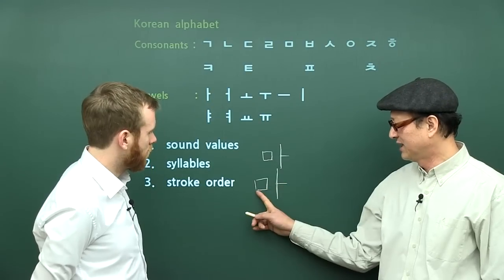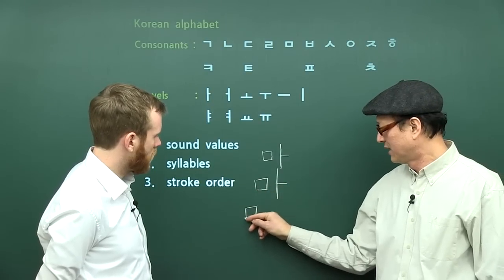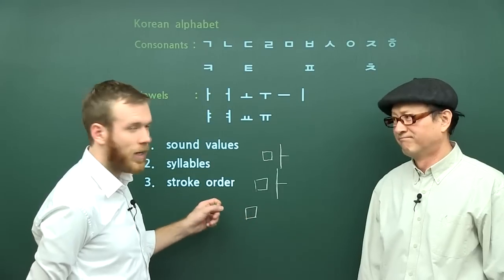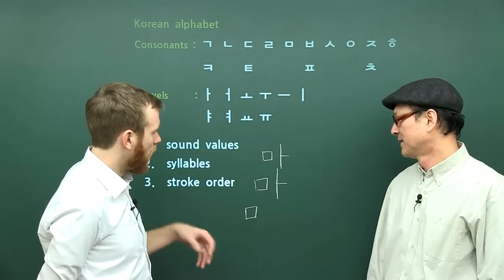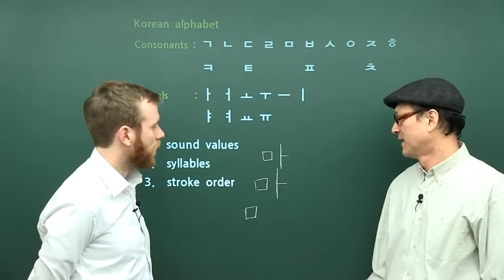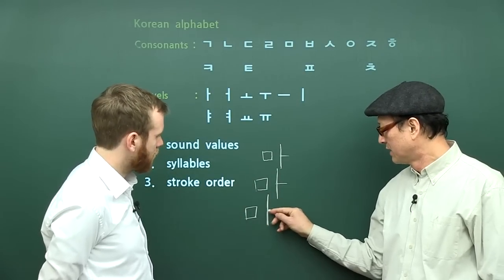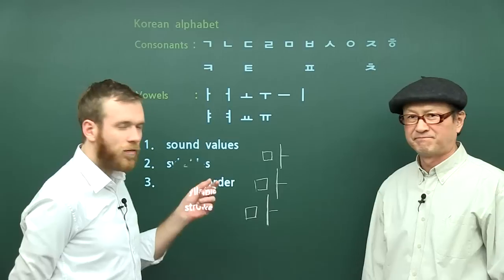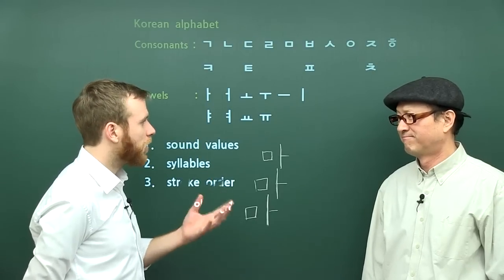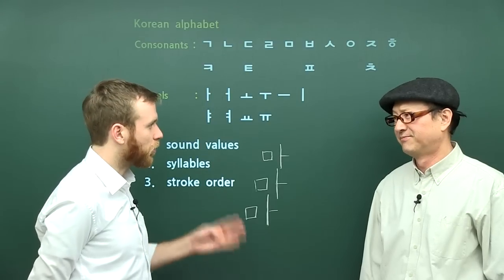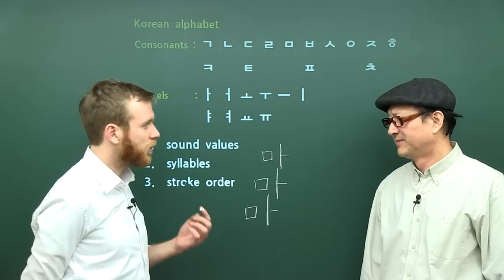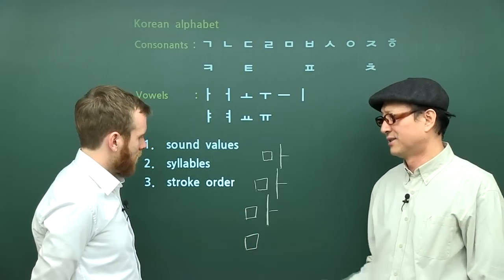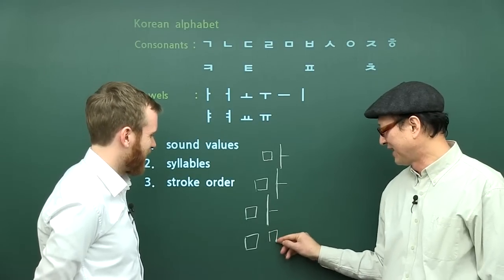If these lines intersect, that's okay. If there's a little space, that's okay. Anybody would be able to read either one of these. Even with the vowels, it's okay if your strokes are not perfect. We'll still be able to read them. Korean handwriting changes from person to person. But it's important, especially for beginners, to learn the stroke order. Later on, this is okay, but for now this is better.